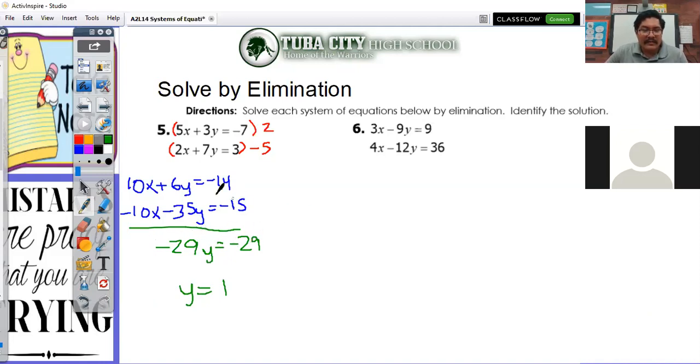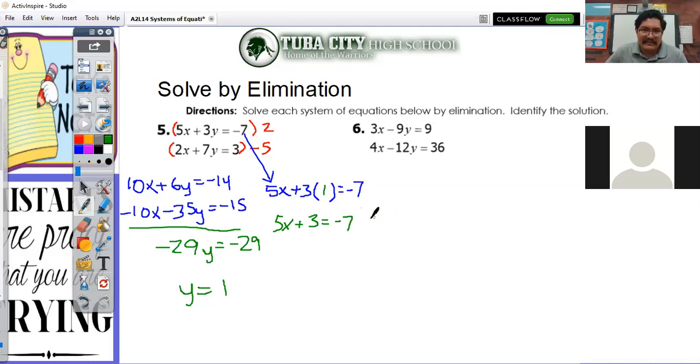So there we go. I'm going to go ahead and plug it back into one of the equations. I guess I'll just use the top one for now. 5x plus 3y. And I don't know what the y is, or actually I do know what the y is, so I'm going to plug that in there. So let's go ahead and drop that y right in there because it's 1. 5x plus 3 equals -7.